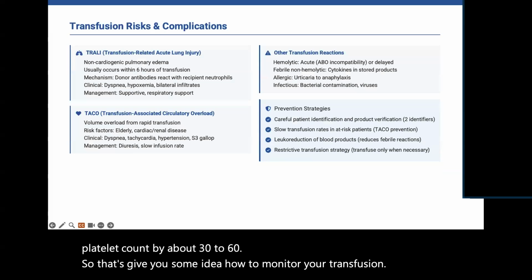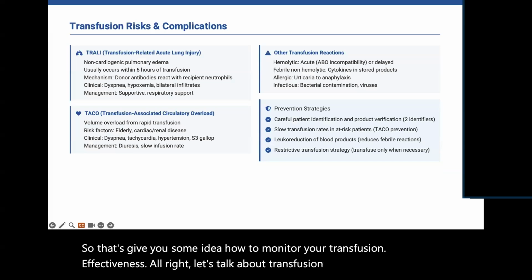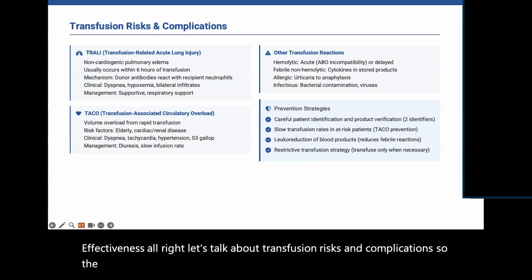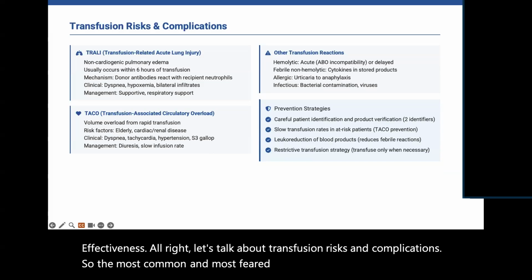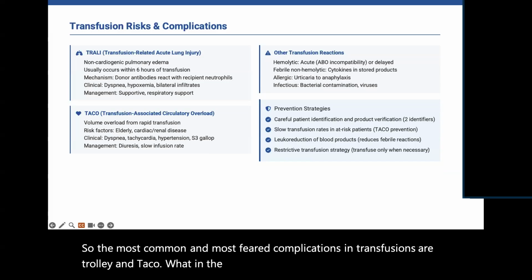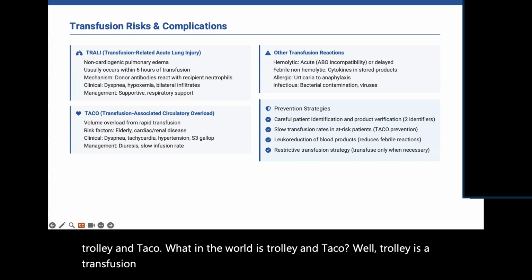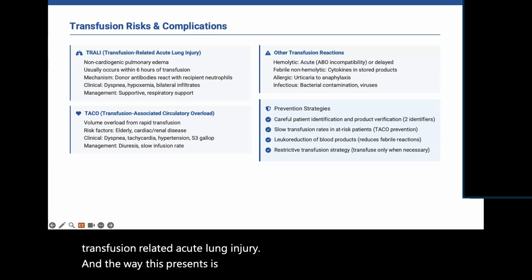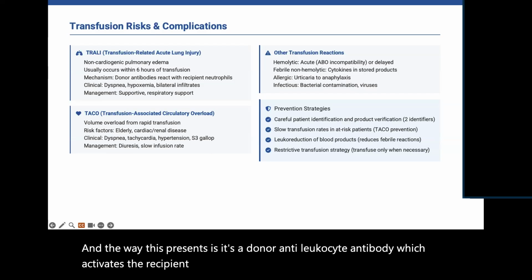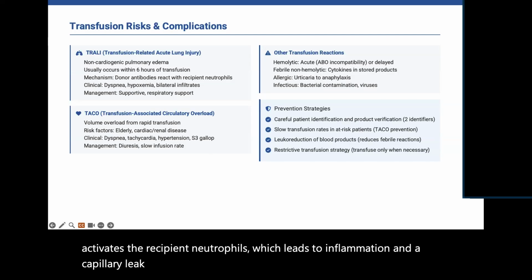All right, let's talk about transfusion risks and complications. The most common and most feared complications in transfusions are TRALI and TACO. What in the world is TRALI and TACO? Well, TRALI is a transfusion-related acute lung injury. The way this presents is a donor anti-leukocyte antibody activates the recipient neutrophils, which leads to inflammation and a capillary leak into the lungs.